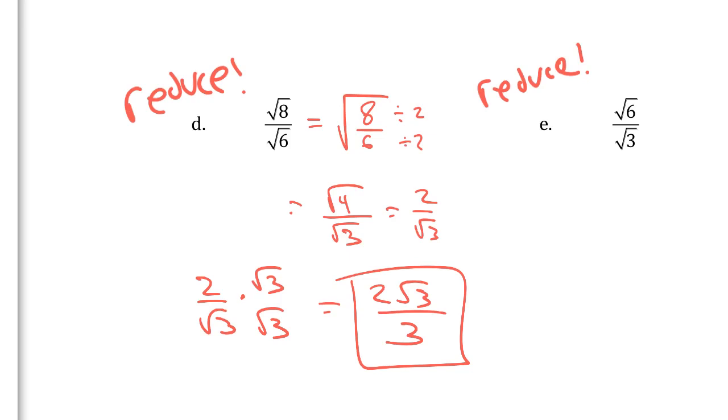Okay. Reduce the fraction first. You don't really need to write this step. What I can do is just reduce it from right here. So these both divide by 3. And I get root 2 divided by root 1. And the square root of 1 is just 1. So I just get root 2.